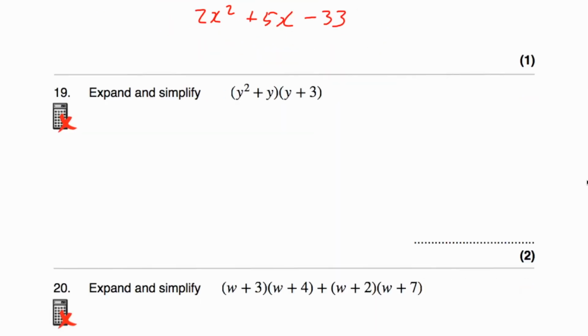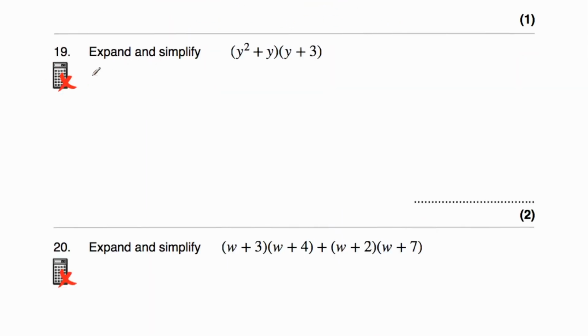Okay, question number 19. So question number 19, we've been asked to expand and simplify y squared plus y in brackets, and then y plus 3, close brackets. So let's expand it. So y squared times y. Well, that's y times y times y, which is y cubed. Then we've got y squared times 3, so that's going to be plus 3y squared. Then we've got y times y, that's going to be y squared. And then finally, we've got y times 3, that's going to be plus 3y.